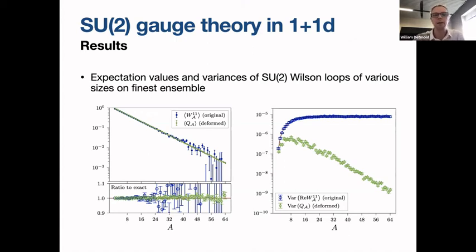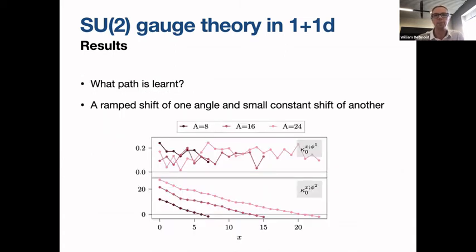And the green points correspond to our deformed observable. And you can see that this is controlled for much longer, for much larger loops. And looking at the variance, you can see that we have 4 orders of magnitude gain in variance in doing this deformation. Okay, so the path that is learned is kind of interesting in this case. So the plot here shows the parameters that are defining the simplest path deformation.